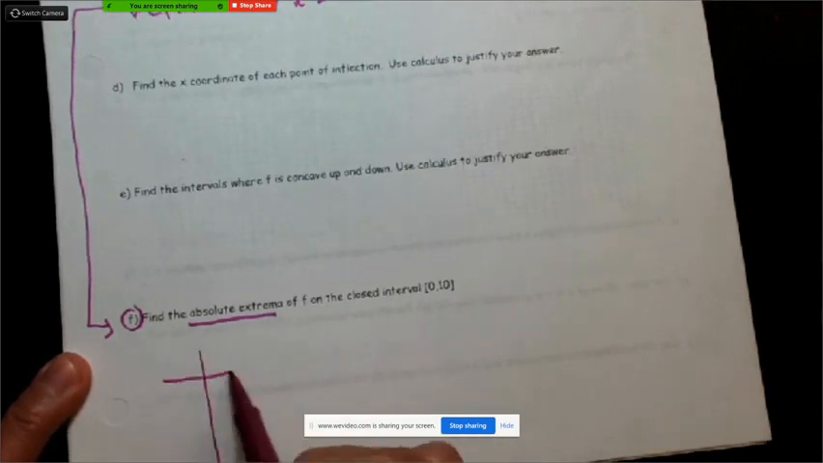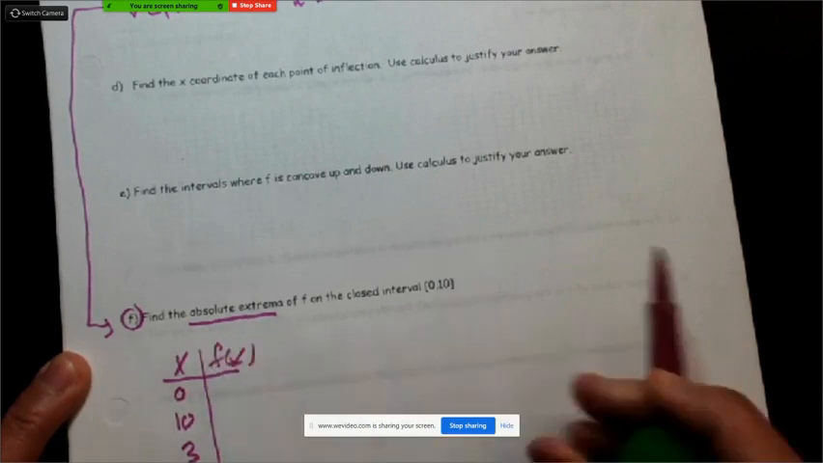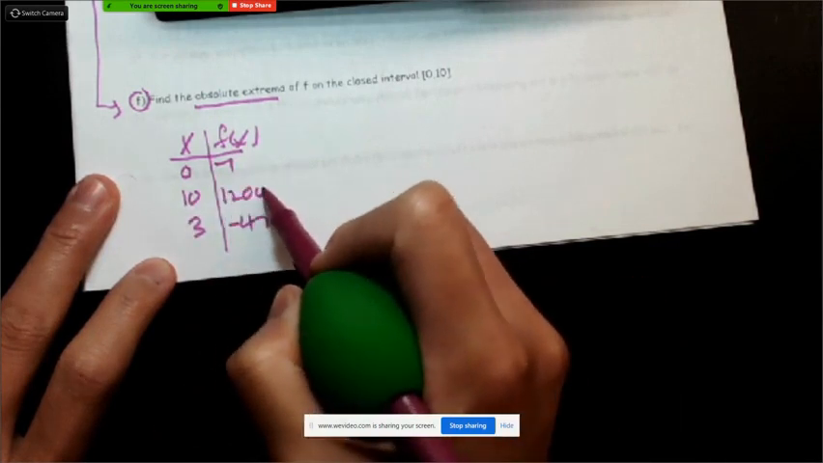So when I make my t-chart, I know I have 0 and 10 by the bound, and we also have our 3 as our critical point of f of x, and that's going to give us some number, and I wrote it in a different order. 0 does give 7. If part C says x equals 3 is our minimum, shouldn't this be negative 47? And shouldn't that be 12007 basically?